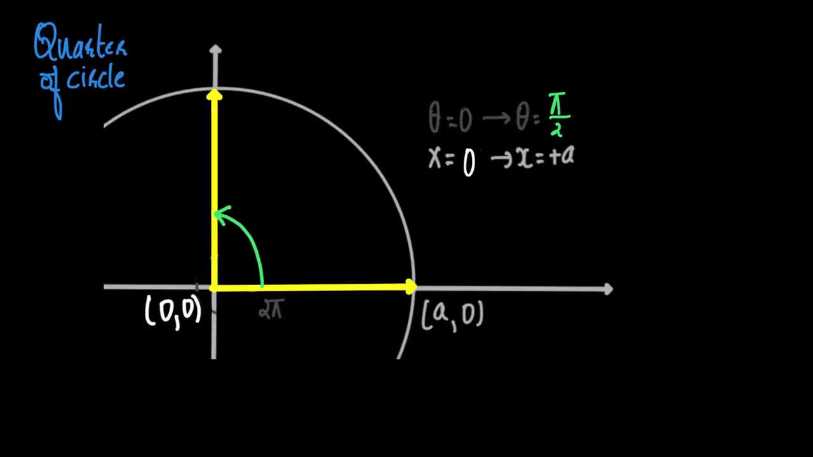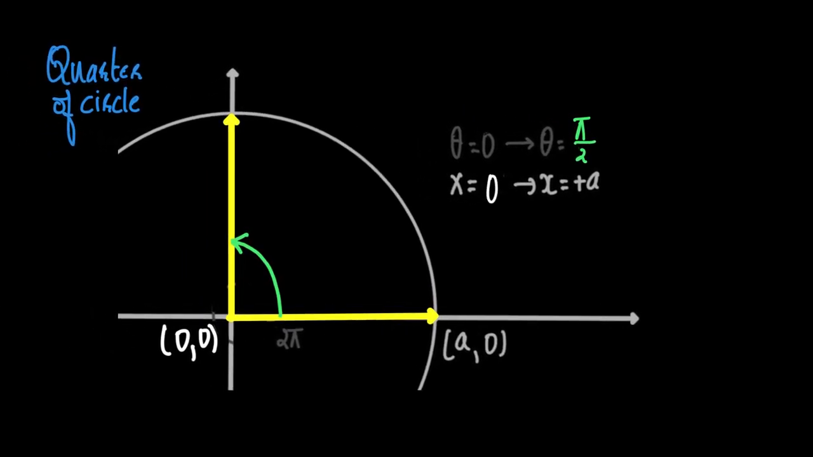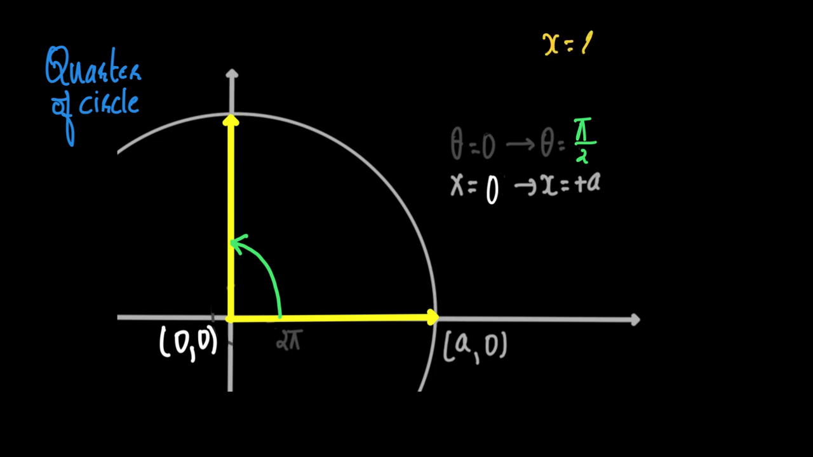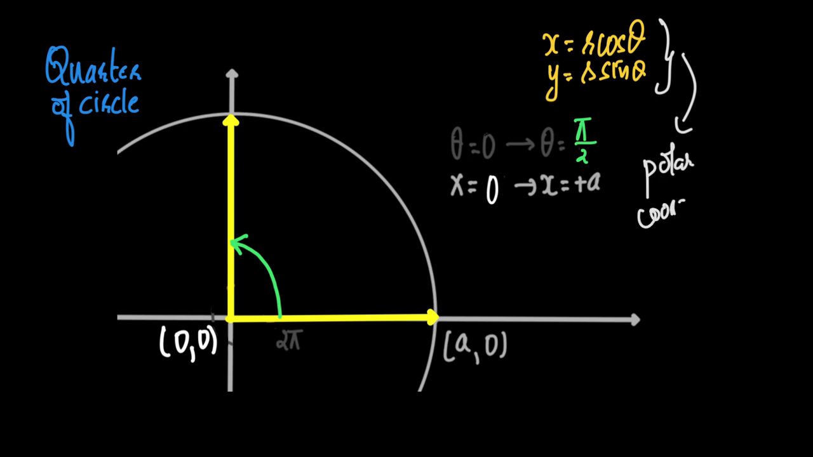Now we have a quarter of a circle, theta varying from 0 to pi by 2, x varying from 0 to a, and we know that x is equal to r cos theta and y is equal to r sine theta in what representation? In polar coordinates, right? So all the rest of the discussion will be based on this: x equal to r cos theta and y equal to r sine theta.